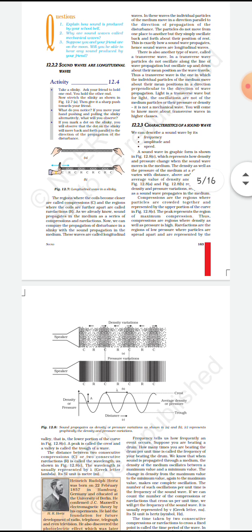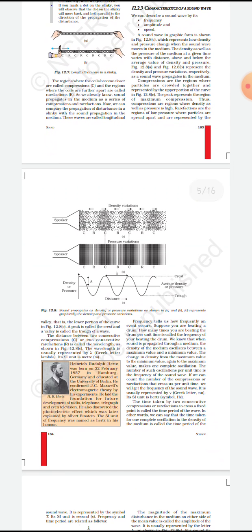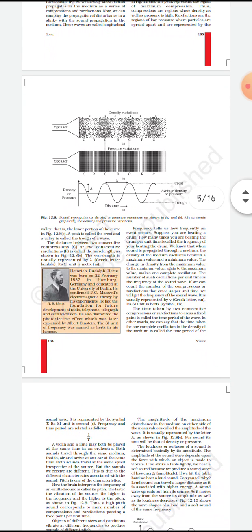The distance between two consecutive compressions, C, or two consecutive rarefactions, R, is called the wavelength. The wavelength is usually represented by the Greek letter lambda, and the SI unit is meters, as you know.